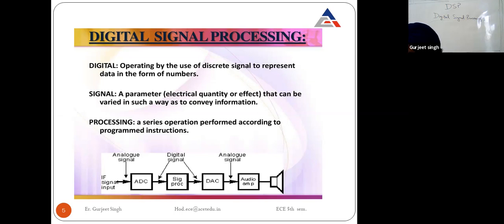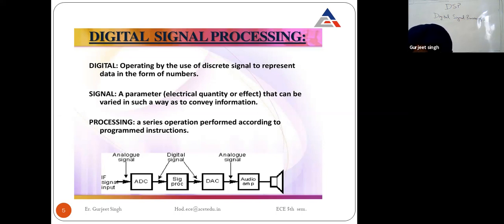In this subject, we are all talking about the digital. We are considering only the digital cases. In Signals and Systems, we considered the analog signal as well as the digital signal. But in this subject, we are totally talking about the digital part, and we are dealing with digital signals. So from the name of the subject, it is clear that it operates using discrete time signals in the form of numbers. It is called digital.